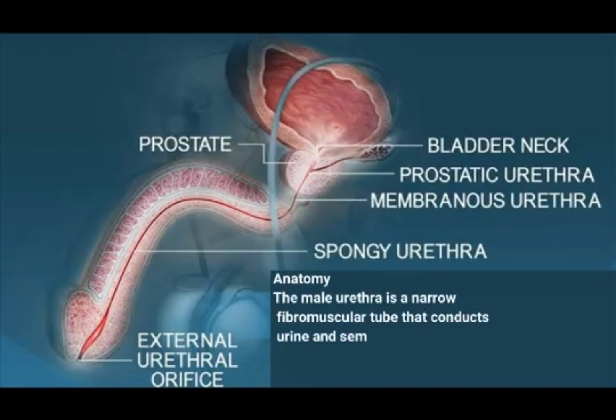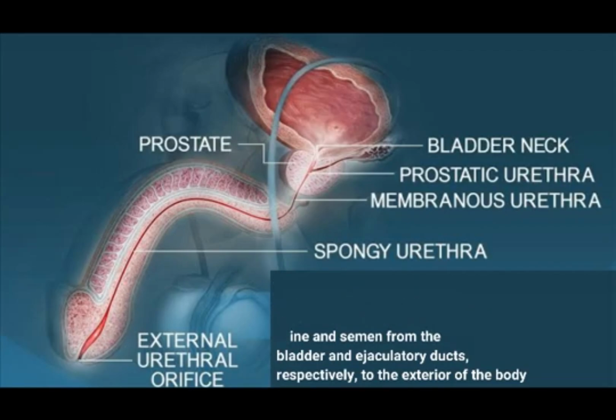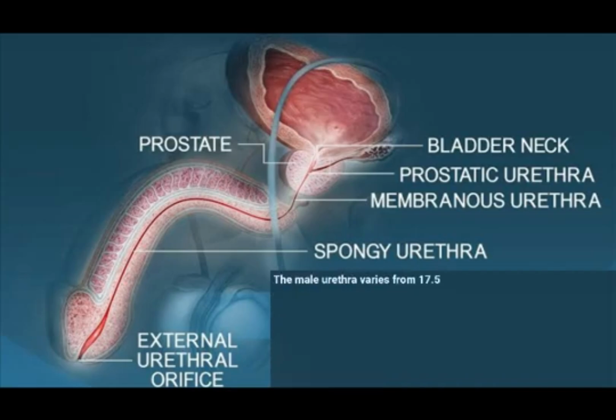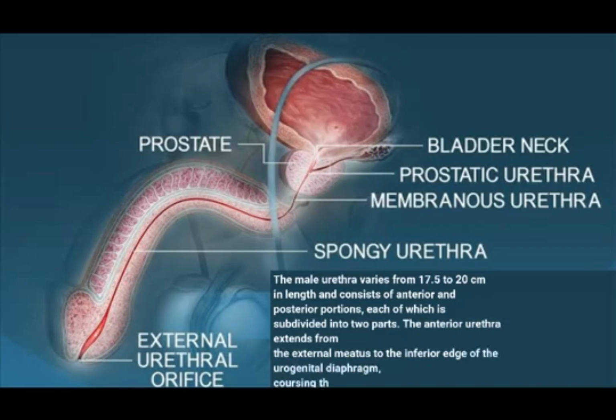Anatomy. The male urethra is a narrow fibromuscular tube that conducts urine and semen from the bladder and ejaculatory ducts, respectively, to the exterior of the body. The male urethra varies from 17.5 to 20 centimeters in length and consists of anterior and posterior portions, each of which is subdivided into two parts. The anterior urethra extends from the external meatus to the inferior edge of the urogenital diaphragm, coursing through the corpus spongiosum.